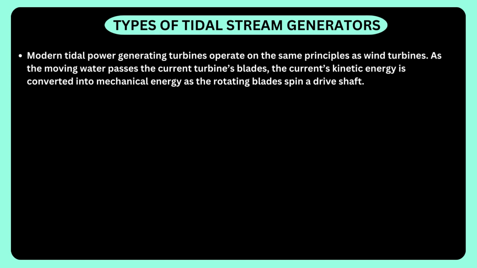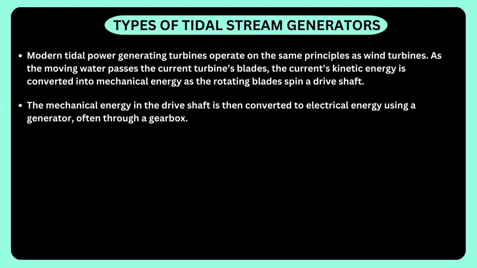Actually, modern tidal power plant generating turbines operate on the same principle as wind turbines. As the moving water passes the current turbine's blades, the current's kinetic energy is converted into mechanical energy as the rotating blades spin a drive shaft. So this mechanical energy in the drive shaft is then converted into electrical energy using a generator. This is often done through a gearbox.